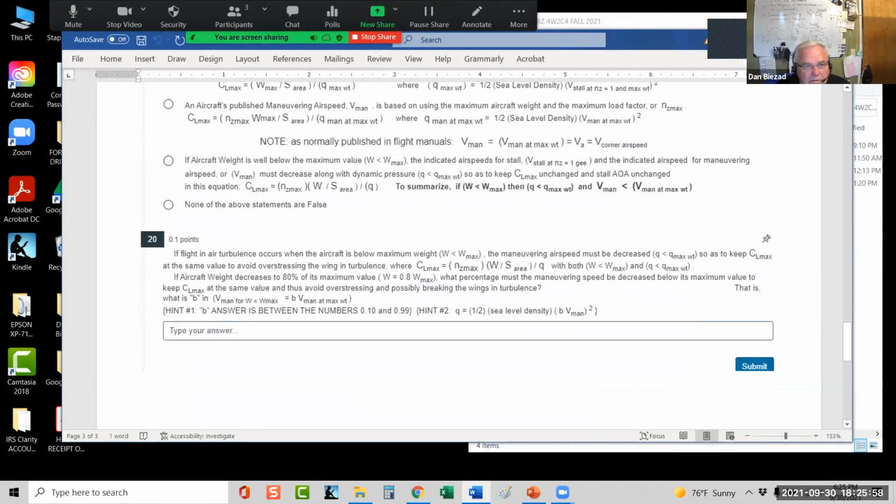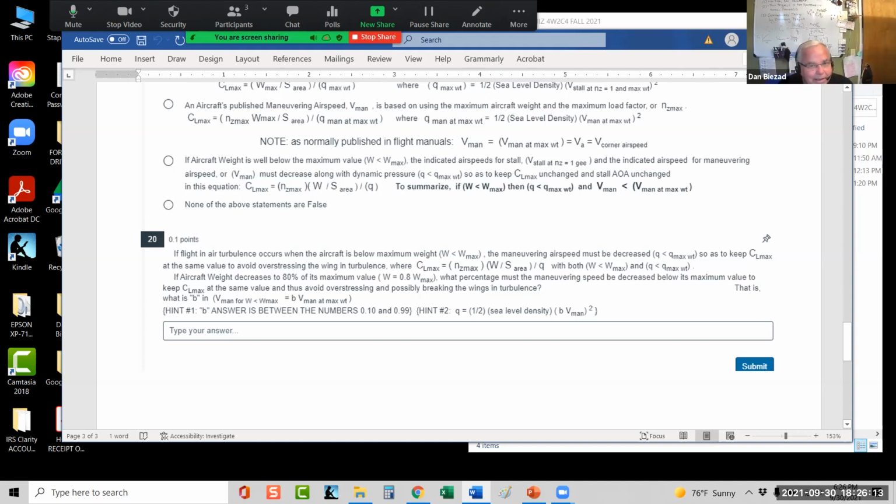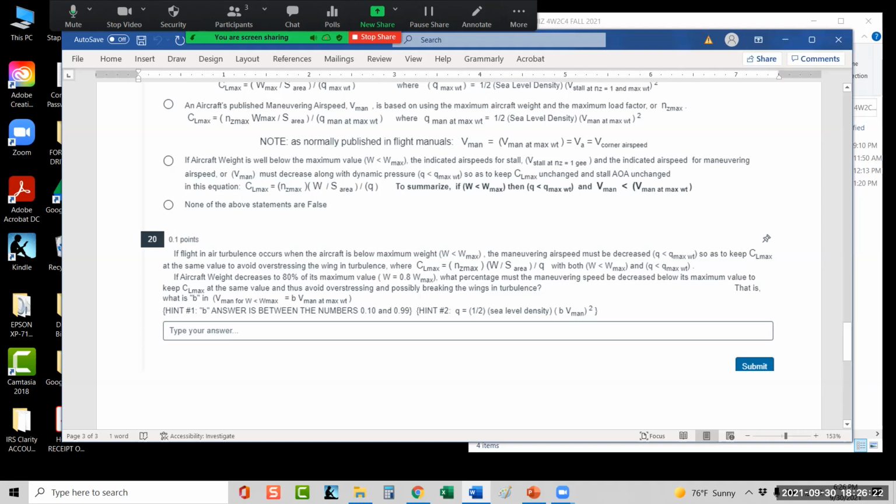Air turbulence. Okay, believe it or not, this is exactly the same thing. Flight in turbulence occurs when the aircraft is below maximum weight. So if the CL max is going to stay at CL max and the weight goes below maximum weight, what has to happen? The airspeed has to decrease, right? So the maneuvering airspeed must be decreased so as to keep CL max at the same value to avoid overstressing it. Okay, so that's just what we've been saying the last 10 minutes.